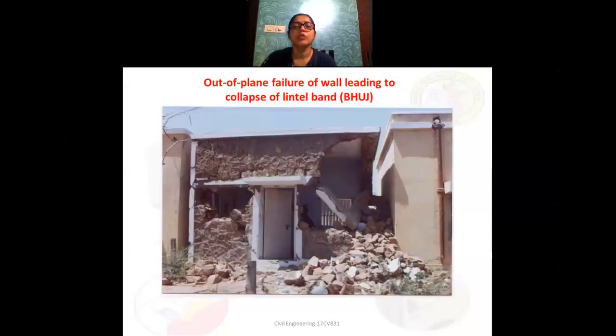This is one more out of plane failure of a wall leading to collapse of the lintel band in the Bhuj earthquake. Here you can see that the lintel band has completely collapsed. So this is out of plane. This is the shear wall, and this is the cross wall.